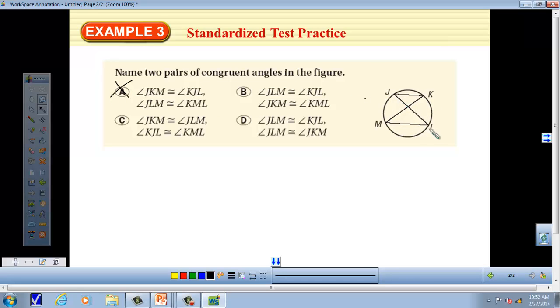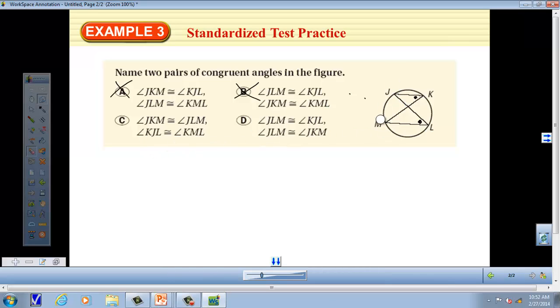JLM and KJL. Again, if you look at the arcs here, we don't know if that arc's equal to that arc, so we're going to say no to that one. JKM and JLM. If we look at these two angles, they both intercept this arc, so we can state that JKM and JLM are both congruent.